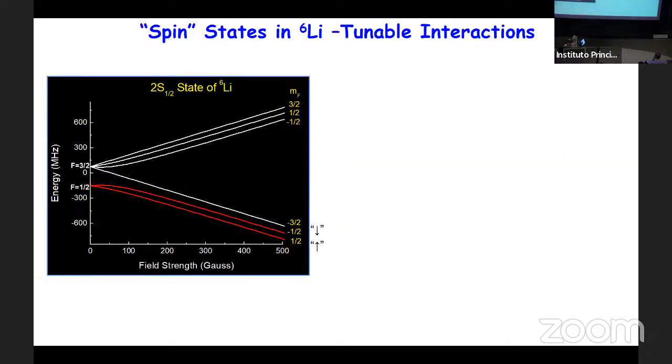All right, so this is a diagram of the ground state of lithium-6. Lithium-6 is an alkali metal atom, of course. It has two stable isotopes. Lithium-6 is a fermion, while lithium-7, by virtue of having one additional neutron, is in and of itself a boson. So we're going to be looking at lithium-6 today, and this is what the states look like, how they evolve as a function of magnetic field.